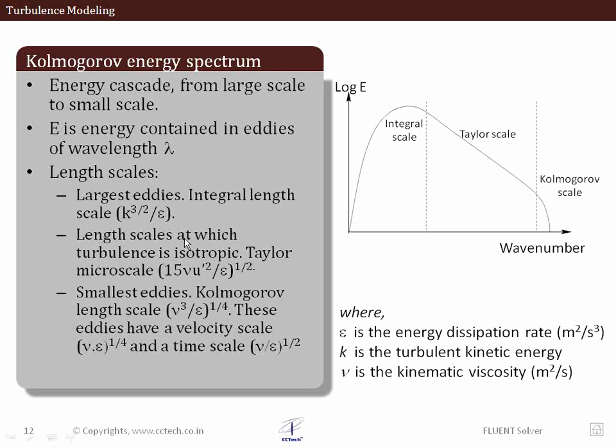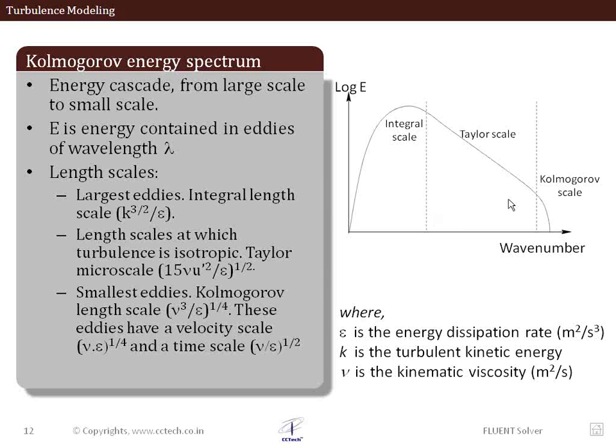So we have energy cascade from large scale to the smaller scales. The large scale is where the wavelength, that is the size of the eddies, is large. The large scale is where the wave number of the eddies, that is the inverse of the wavelength or inverse of the length scale of the eddies, is smaller. That is, the wave number is smaller, then we say it's an integral scale. That is the characteristic of the large eddies. In between there is something called the Taylor microscale.